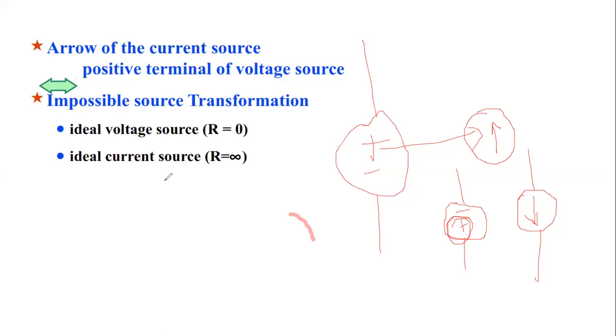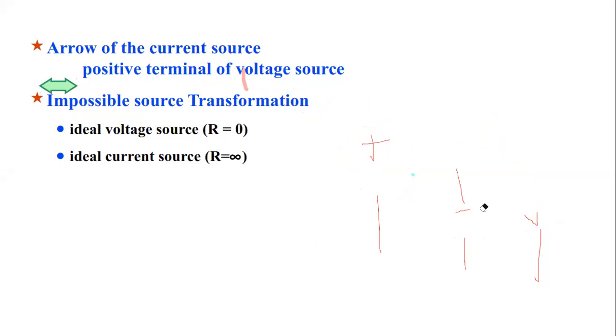Okay, after that, one more important thing is impossible source transformation. Impossible source transformation means that an ideal voltage source cannot be converted into a current source, and an ideal current source cannot be converted into a voltage source, because you should know that the ideal voltage source has internal resistance of 0. I should tell you about ideal sources now.